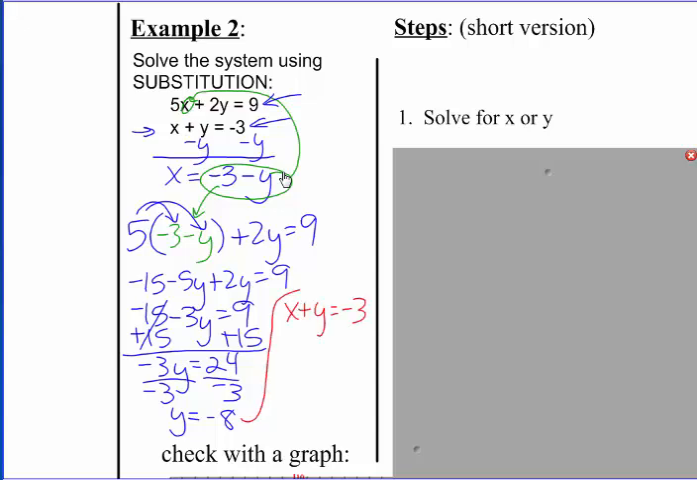Plug the y into the y spot. So x, this time it's a -8 equals -3. Add 8 to both sides. You get x is equal to 5.